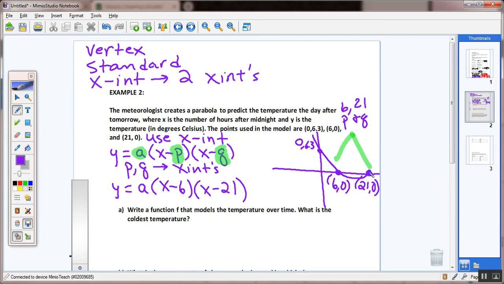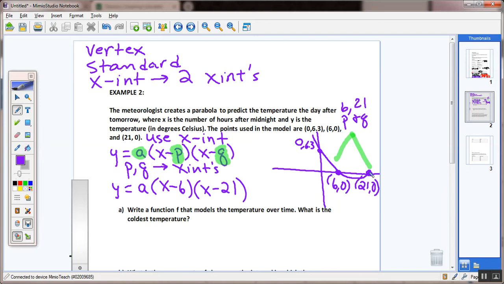Is that a U shape or an arch? Looks like a U. Okay, so am I going to have a minimum value? Well, if it's a U shape, that means that a is going to be some kind of positive value. Okay? Is there another point up there that we know that we're not paying attention to?